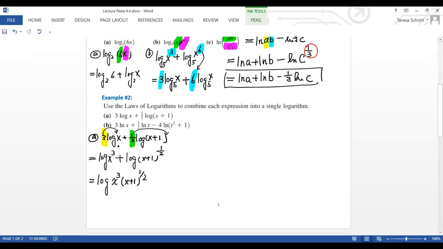So everybody still remember what type of log this one is? This is a common log, that's right. We say the common log, typically we don't put the base there. So that's the answer. All right, so let's do part B here.